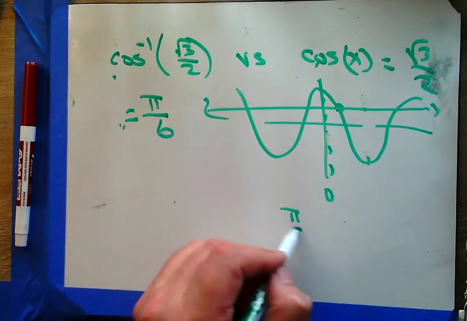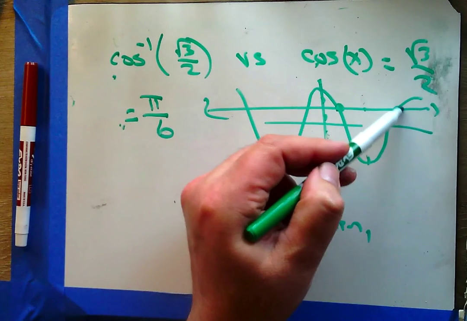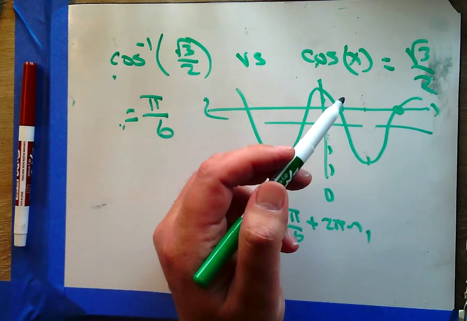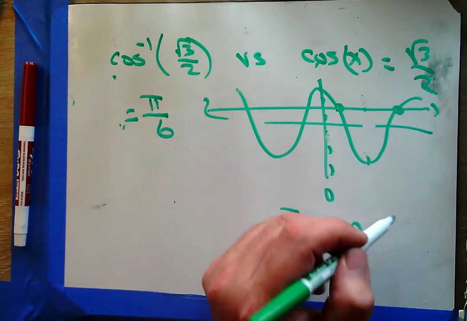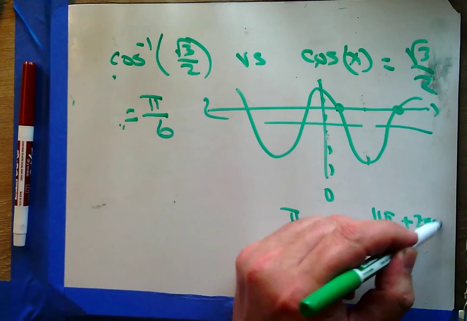So we could say pi over 6 plus 2 pi n. And where's this one? Well, the height is positive root 3 over 2. Cosine is positive in quadrants 1 and 4. And so this must be 11 pi over 6 plus 2 pi n here.